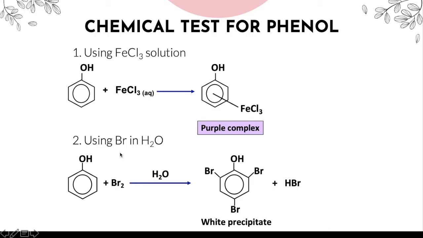If we use bromine in water, the product will be 2,4,6-tribromophenol. So this bromine will replace 3 hydrogens in phenol. First, hydrogen number 2, hydrogen number 4, hydrogen number 6. So 3 bromines will replace 3 hydrogens, forming HBr. So this is what precipitates. The FeCl3 in phenol is a purple complex. So if we do the chemical test for phenol, if the purple complex is present, that means there is phenol in the solution. If there is a white precipitate and HBr forms, there is phenol in the solution if we use bromine in water. Thank you.